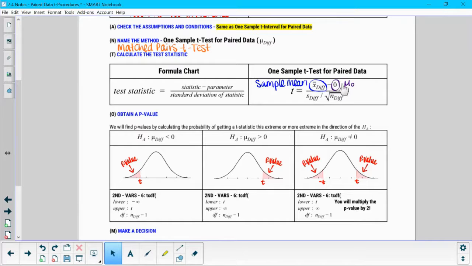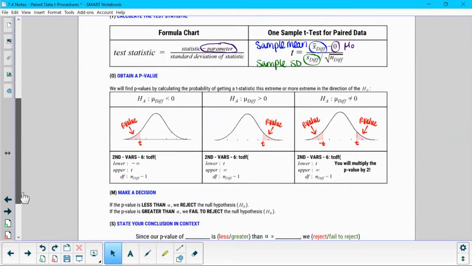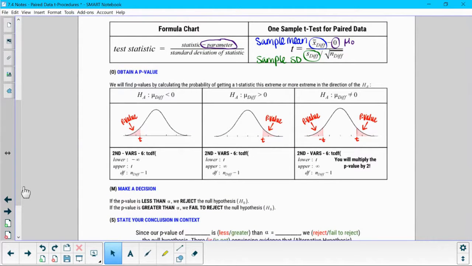You will see me not include this, but I did include it now just so that you would see I do have this part where I have minus parameter. That's represented by this 0 here. We just don't have to write it every single time. Divided by the sample standard deviation over, I know it's kind of hard to tell, but this is the standard deviation over the square root of n, which is the standard error formula that we use in the t-interval calculation as well. Obtaining a p-value is going to be dependent on what direction our alternative hypothesis is.